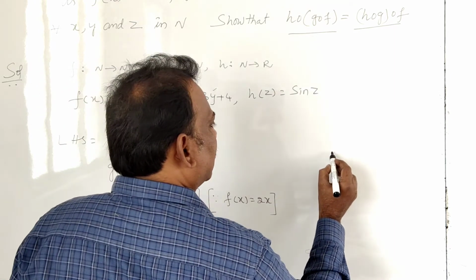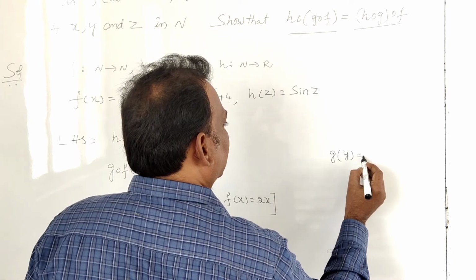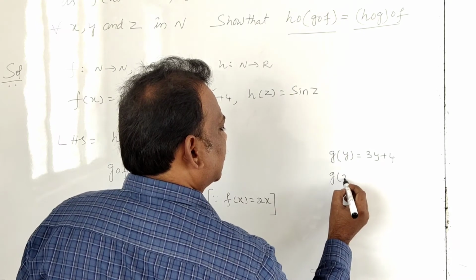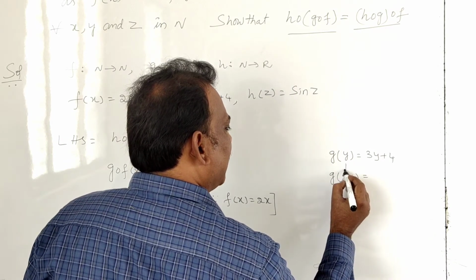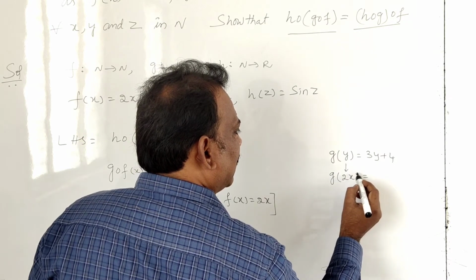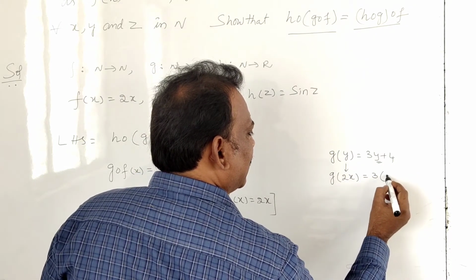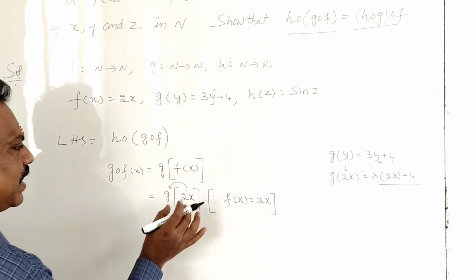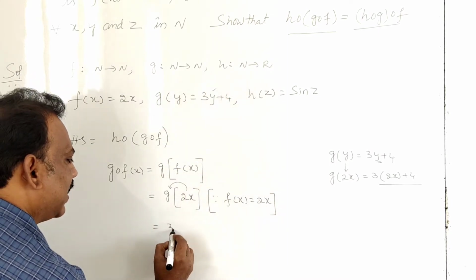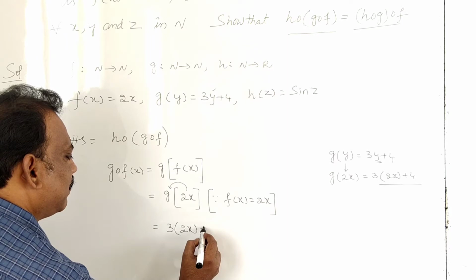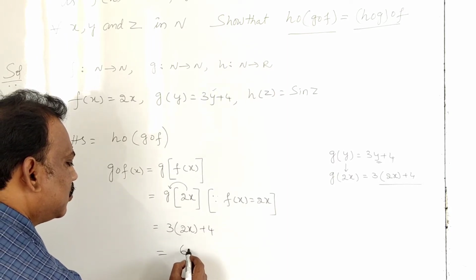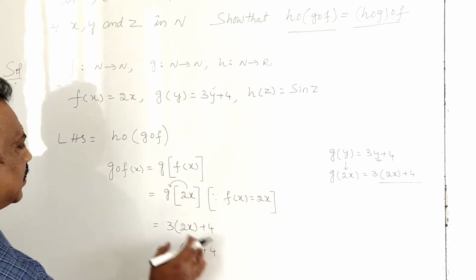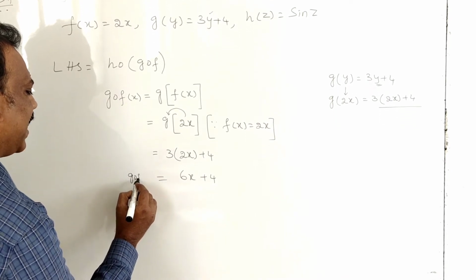Once again I will explain here. g of y is given as 3y plus 4. But here we got g of 2x. So instead of y we have 2x. That's why on the right side also, wherever y is, there we are going to replace it with 2x. Understood, students? So I am going to replace this 2x in the y place. You get 3 times 2x plus 4. So 3 into 2, 6x plus 4. Understood, students? So this is the g circle f of x value.